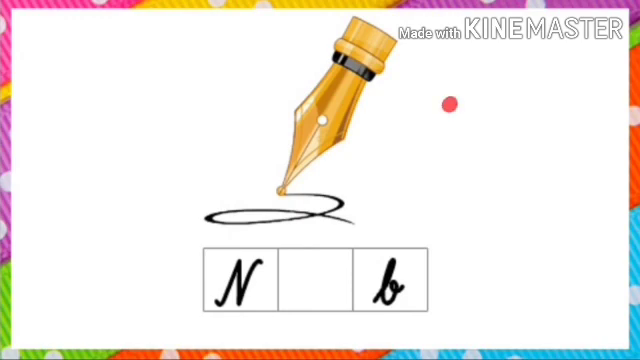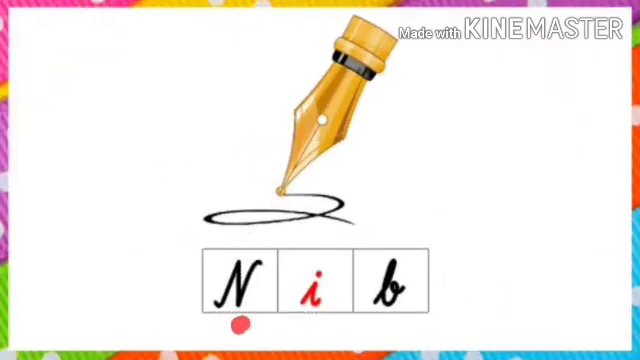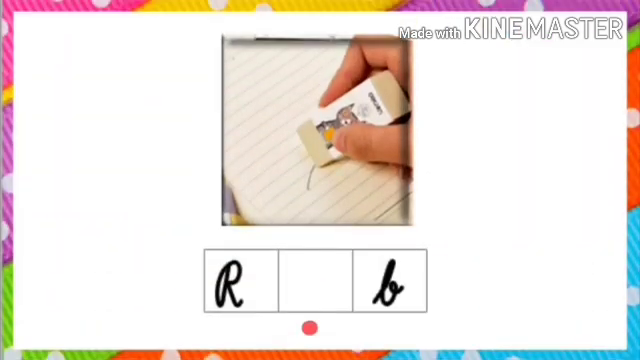Let's try one more picture. Which picture is this? It's a picture of nib. Sound of the word N, I, B, nib. When the beginning sound is N, letter is N. Ending sound is B, letter is B. What about the middle sound? Which vowel sound is missing? I sound is missing. So, which vowel says I? I says I. So, fill the correct vowel and make the word complete. N, I, B, nib.